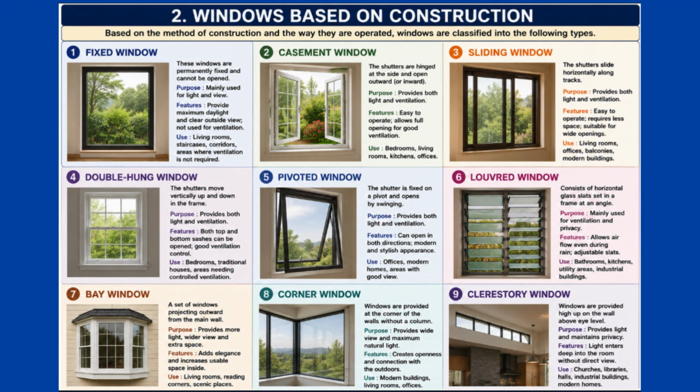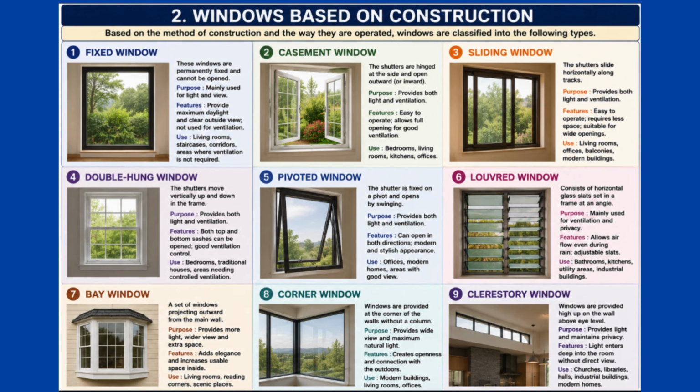6. Louvered window. A louvered window consists of horizontal or vertical slats placed at an angle. Features: allows continuous airflow. The slats can be adjusted. Provides privacy. Can allow air even during light rain. Uses: bathrooms, kitchens, toilets, utility rooms. Main purpose: ventilation.